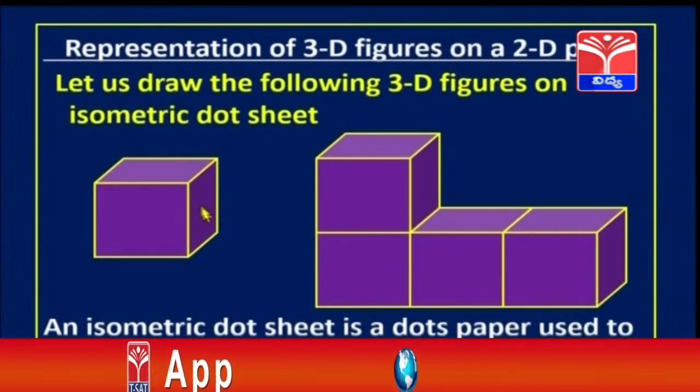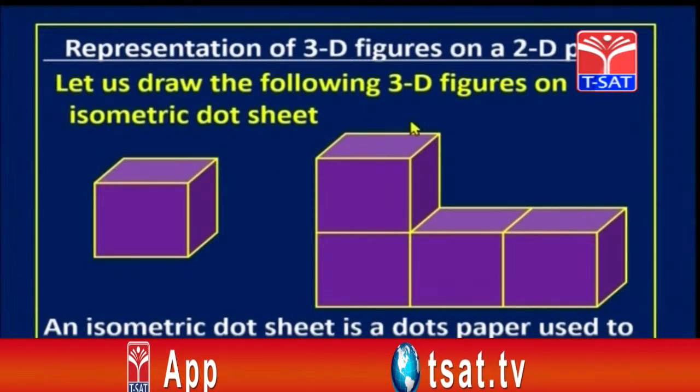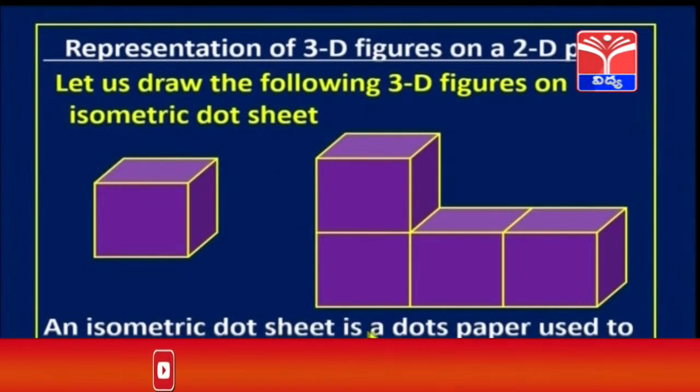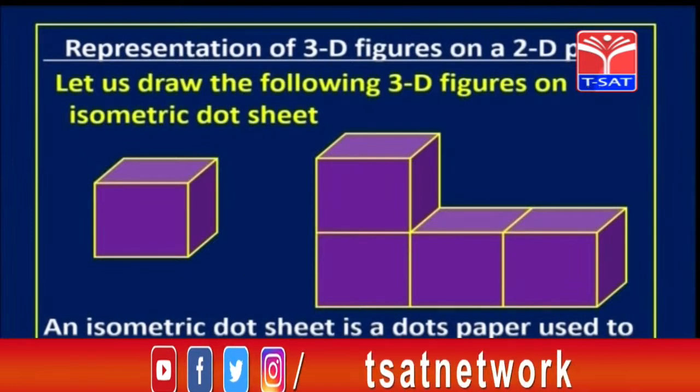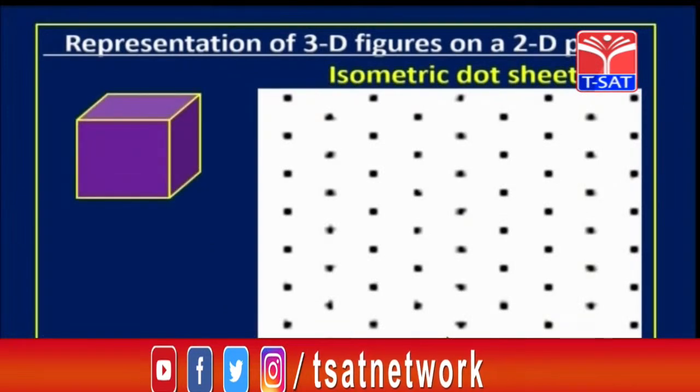Yes, we have to draw them on an isometric dot sheet. Children, what is an isometric dot sheet? An isometric dot sheet is a dots paper used to draw 3D objects with exact measurements. Now I am taking the first object, children.